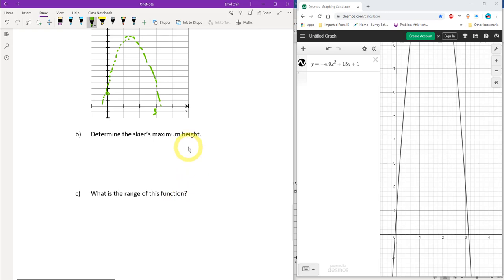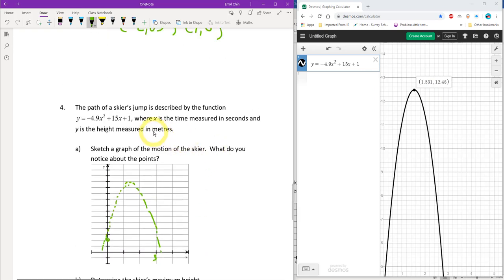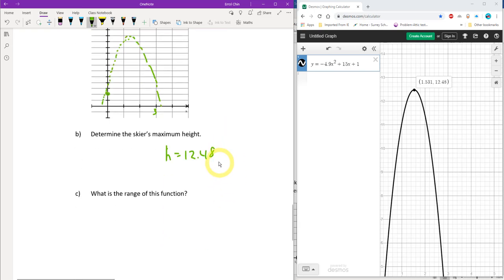All right, so determine the skier's maximum height. Okay, that's super duper easy. On Desmos, all I do is tap the highest point, and it looks like the highest point is 12.48, whatever my units are. So my height is going to be 12.48. Don't forget, let's see, is it meters? Yep, it's in meters. So we're going to say height is 12.48 meters. Okay, normally we put boxes around the answers so your teacher can see what your answers are.